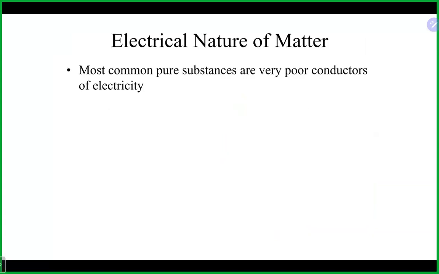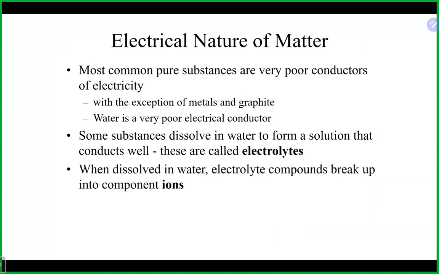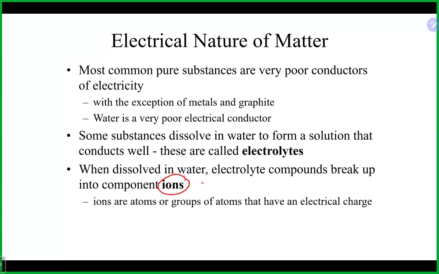All right, here we'll talk a little bit about the electrical nature of matter. When we are dealing with ions, there are certain substances that, if you dissolve them in water and make a solution, will conduct electricity really well. Those are what are known as electrolytes. For our purposes, electrolytes are substances that, when they go for a swim in water, will dissolve and form a bunch of ions. It's the ions that allow electricity to be conducted.